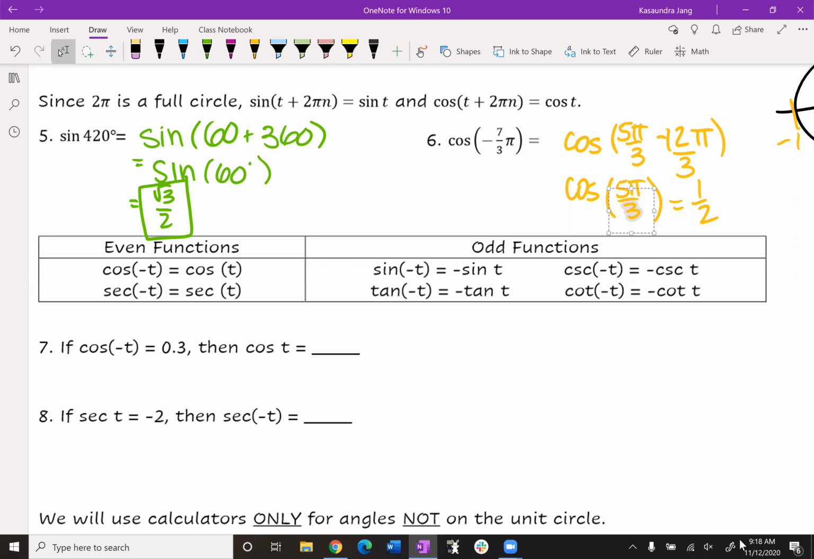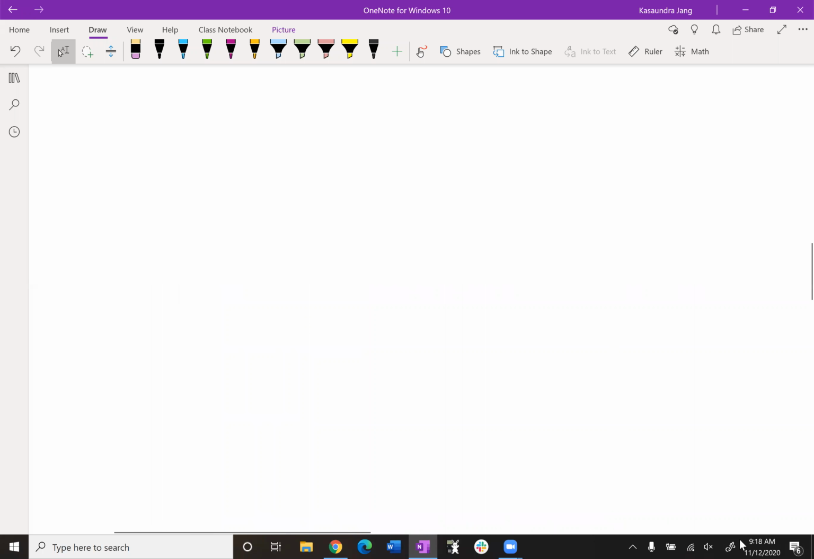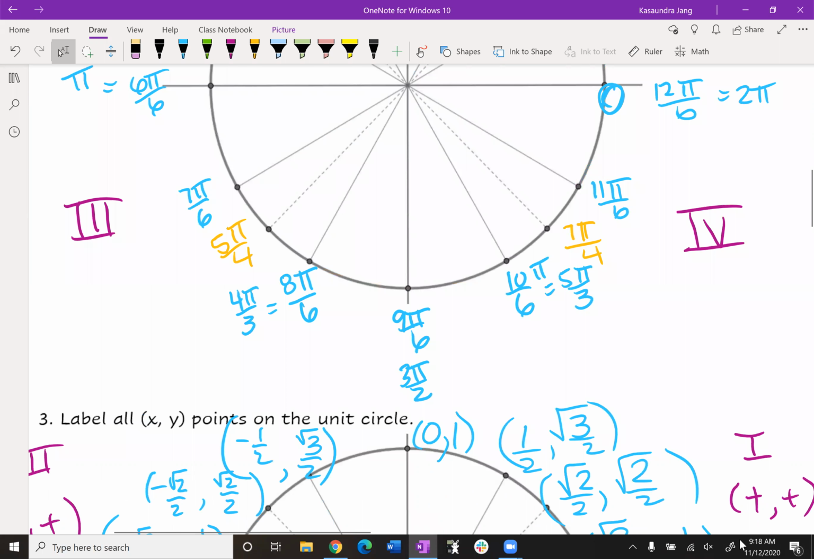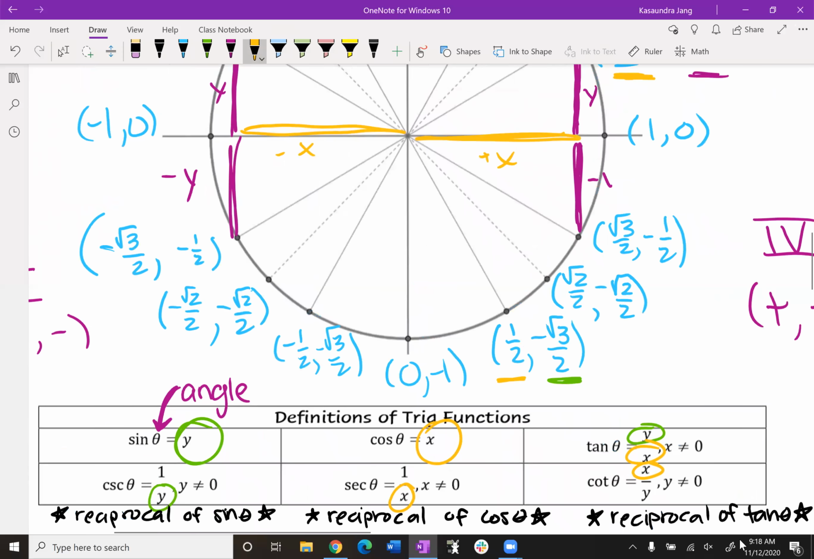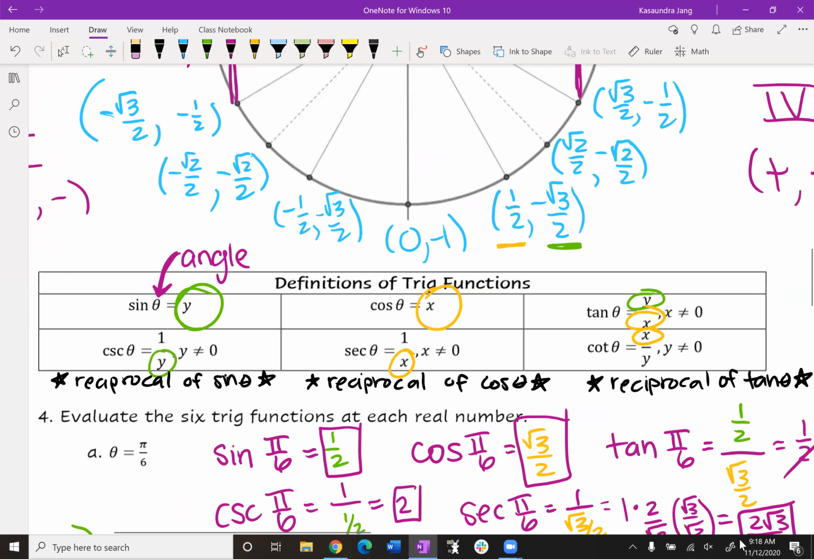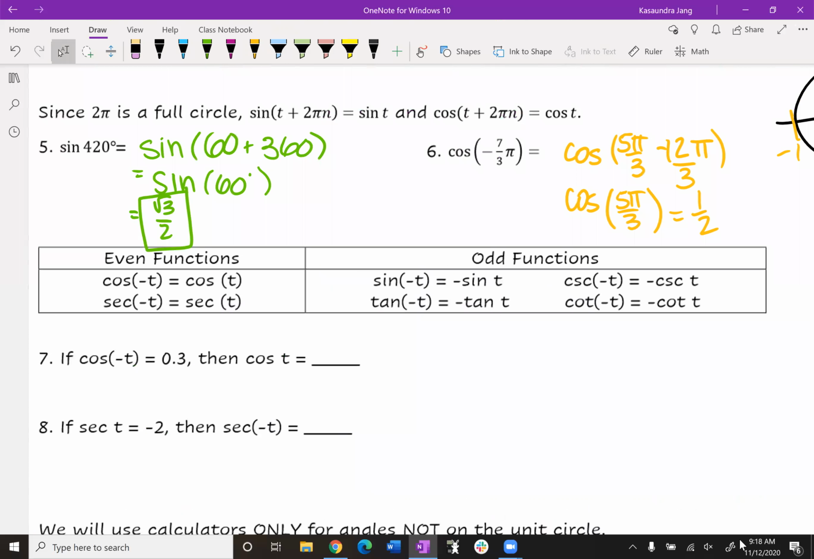Okay, so Nicole, we got a 1/2 because of where 5 pi over 3 is located on the circle. Yes, exactly. So 5 pi thirds was right here on my unit circle. And we wanted the cosine of it. So we wanted the X value at that particular angle, so I'm looking at my X values right here. At that particular angle, my X value was a 1/2. All right, cosine is always the X value.